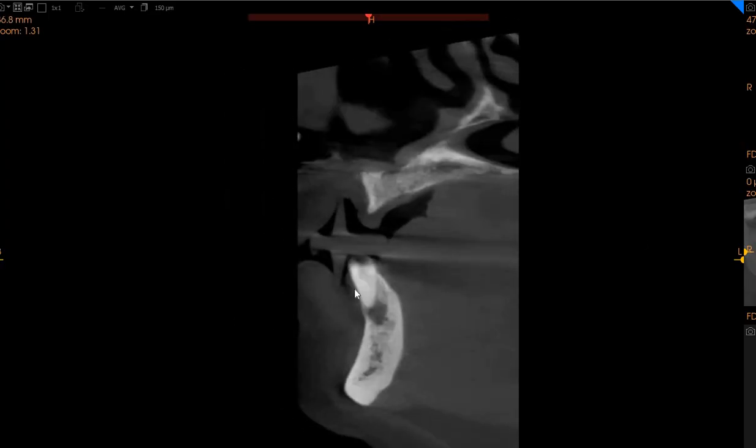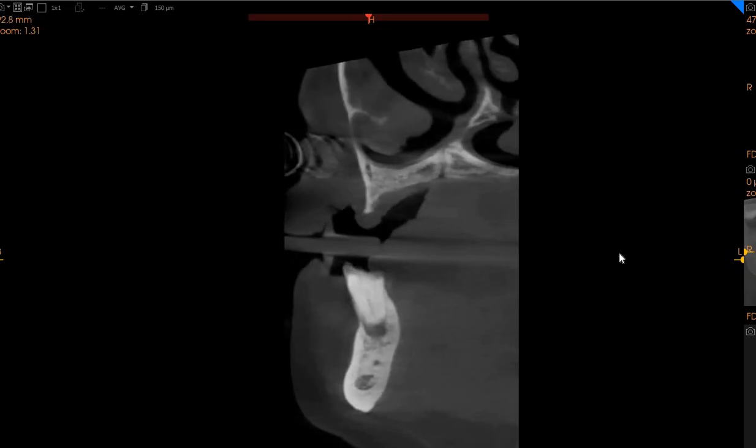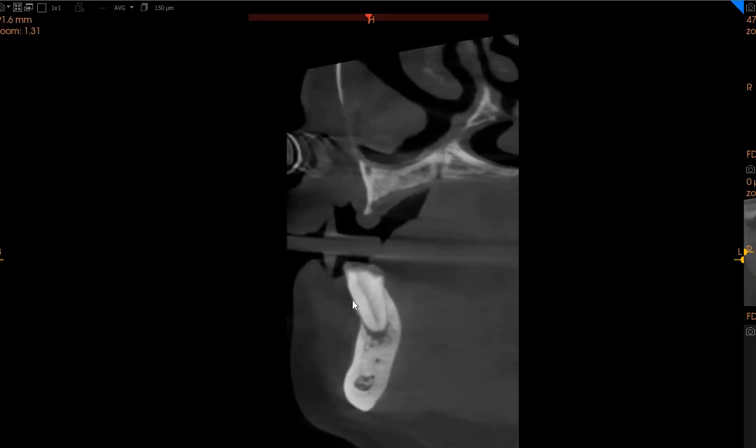Lower left central, you can see you've got a periapical radiolucency, 6 millimeters of width with approximately 11 millimeters of height. The lower left canine region again has a periapical radiolucency, quite severe if this tooth is extracted. 8 millimeters of width with approximately 12 millimeters of height.